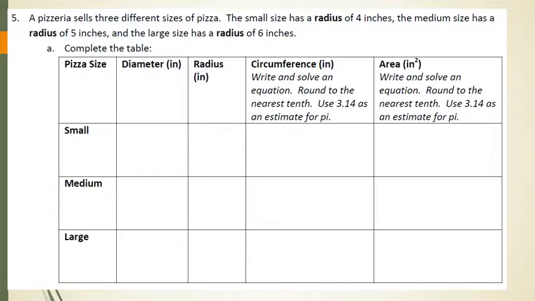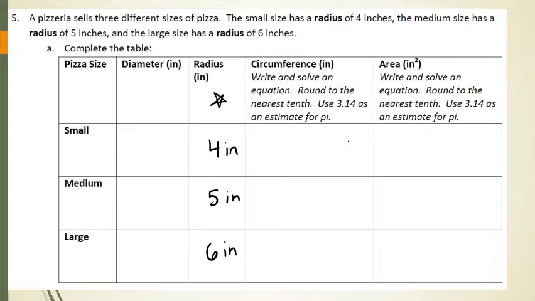A pizzeria sells 3 different sizes of pizzas. The small size has a radius of 4 inches, the medium size has a radius of 5 inches, and the large size has a radius of 6 inches. We're going to go through and complete the table. Let's start with the radius column, since they gave us that information. So we already know the radius for the small pizza is 4 inches, the medium pizza is 5 inches, and the large pizza is 6 inches.